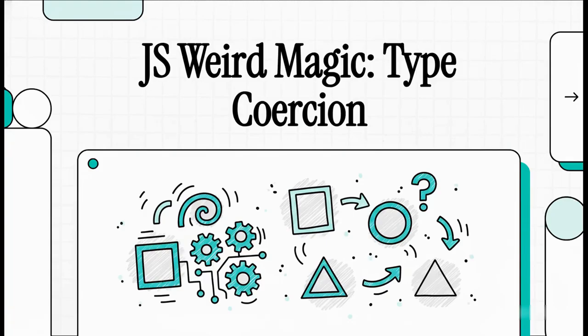All right, we're going to pull back the curtain on one of JavaScript's most misunderstood and, let's be honest, sometimes frustrating features. It's kind of like this secret engine that can make your code feel like it has a mind of its own. And it all starts with a simple but very strange question.